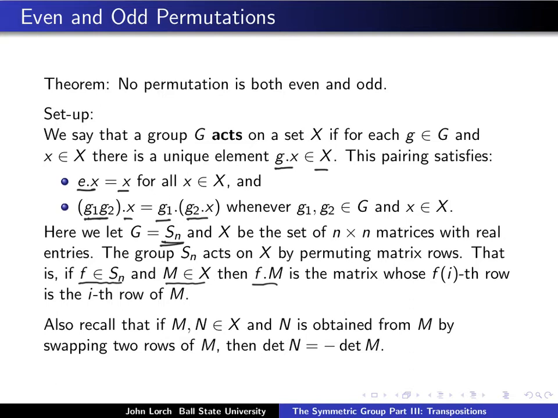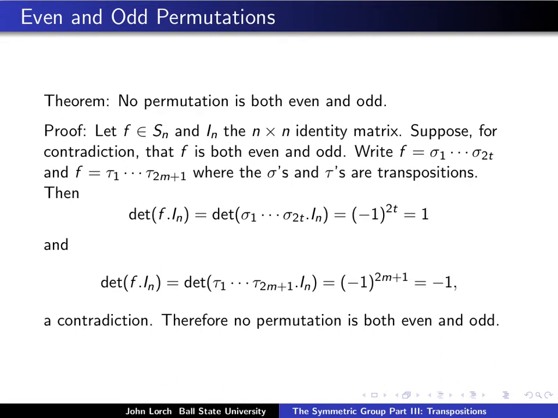So also, I want you to recall something from linear algebra. If you take 2 matrices and you obtain one from the other by swapping 2 rows, then it has the effect of changing the sign of the determinant. Okay, so that was our setup for the theorem. And now let's go ahead and prove the theorem.